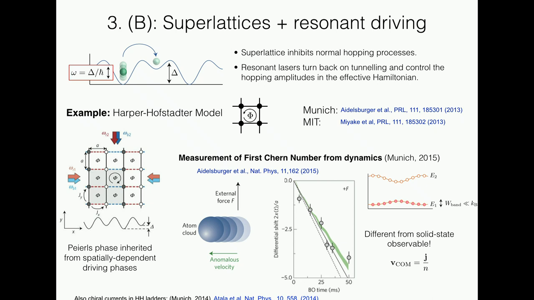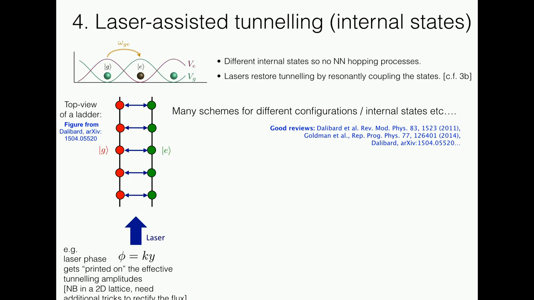And just to comment that what they measure then is not a current, because in a cold gas, we don't normally have a reservoir connected to another reservoir, apart from in certain experiments that you can ask me about if you're interested in, but in most experiments we don't. What instead we have is this trapped system. And so what we can look at are the in-situ dynamics of how a cloud is moving. And this is slightly different to a current density, but can show this Chern effect.